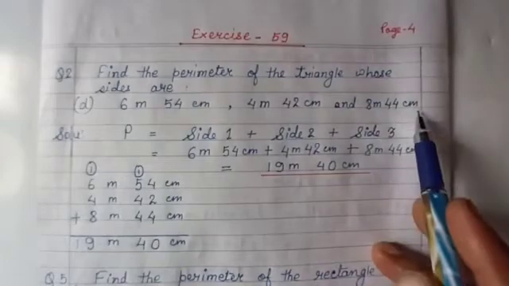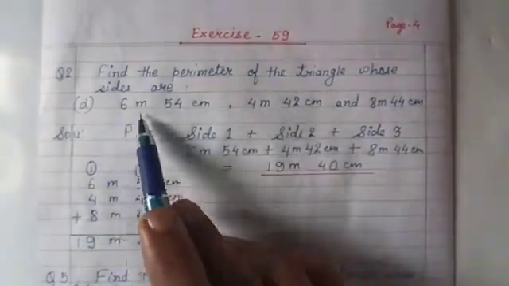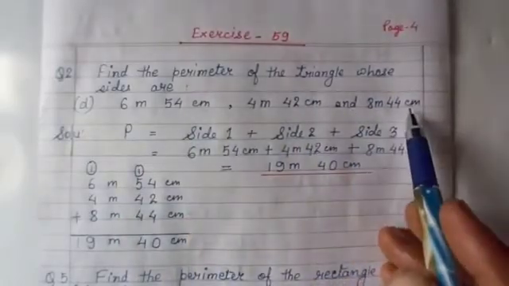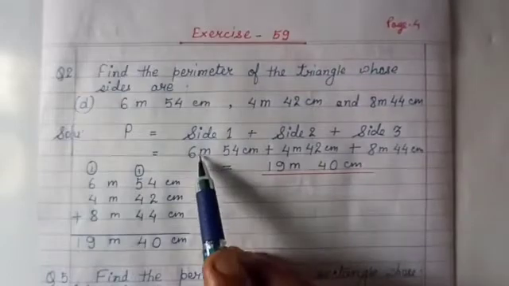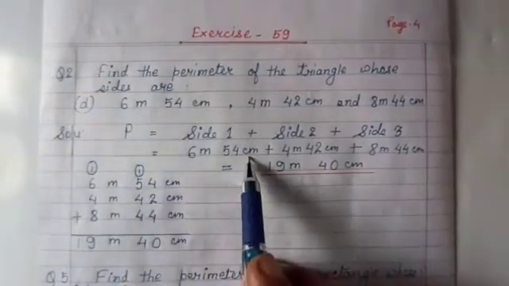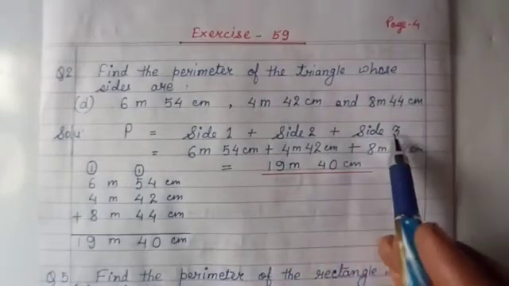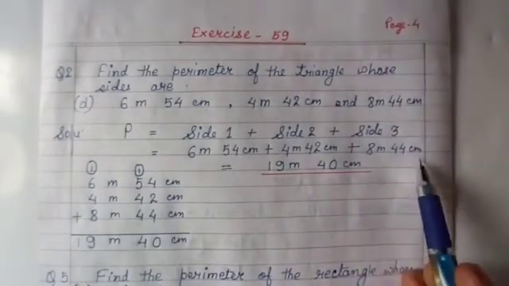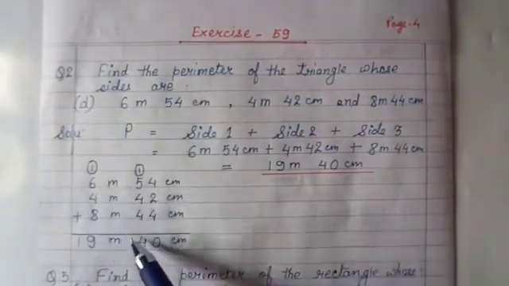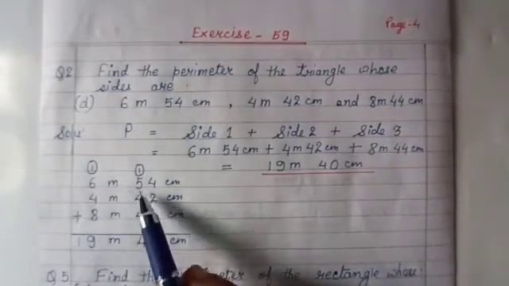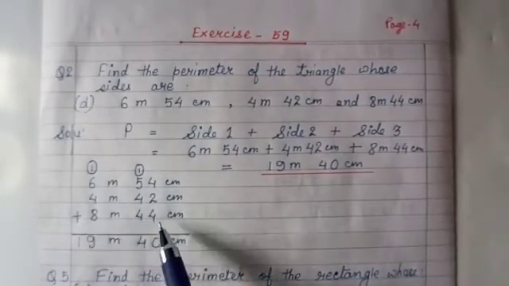meter 44 centimeter. To find out the perimeter, we have to add all the three sides of the triangle, side 1 plus side 2 plus side 3. Here side 1 is given 6 meter 54 centimeter, side 2 is given 4 meter 42 centimeter and side 3 is given 8 meter 44 centimeter. So we have to arrange these meters and centimeters in columns: 6 meter 54 centimeter, 4 meter 42 centimeter and 8 meter 44 centimeter.